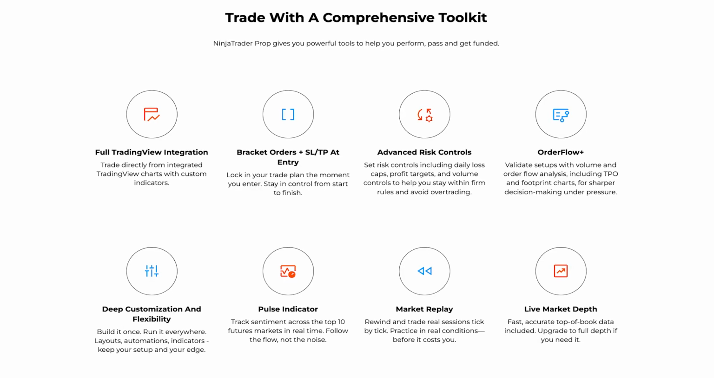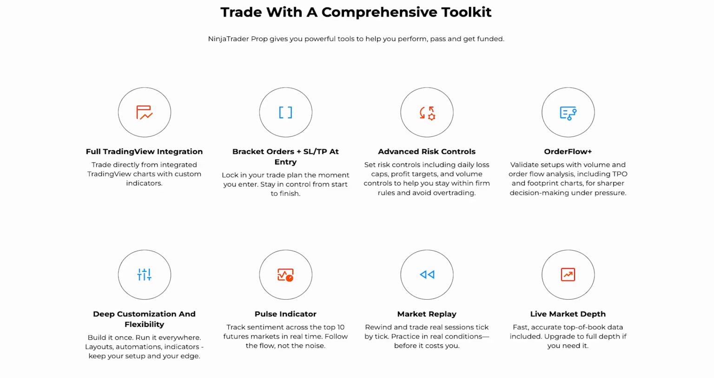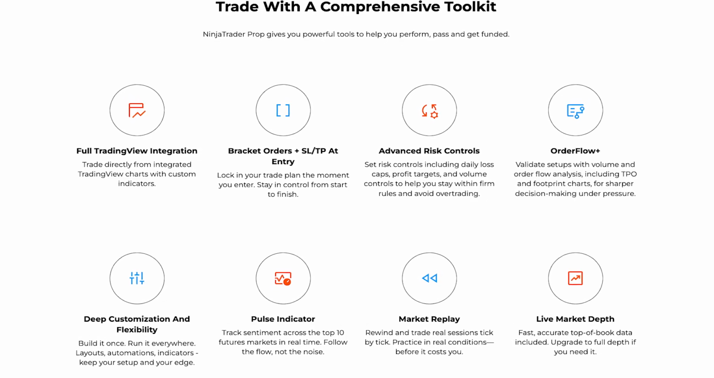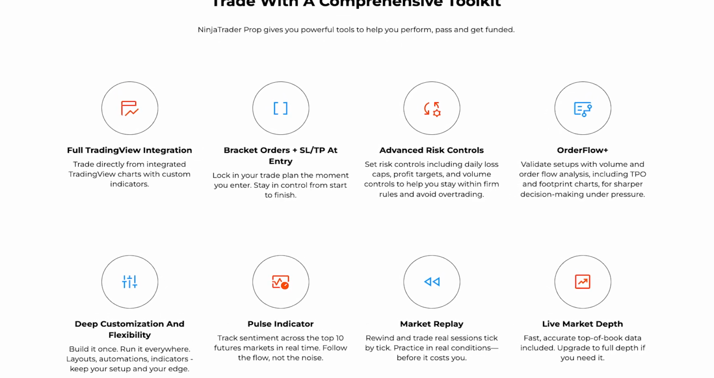Footprint charts give you the why behind price movement. Pulse gives you market-wide context. And market replay turns both into repeatable practice, building the kind of edge that can hold up when evaluation pressure is at its highest.